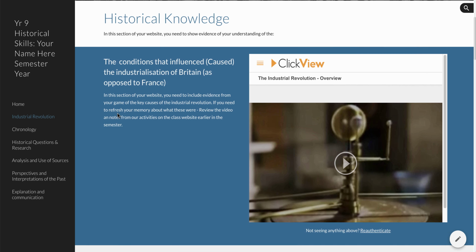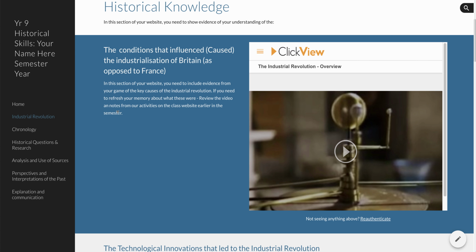In this section of the website, you need to show evidence of your understanding of, firstly, the conditions that influenced or caused the industrialisation of Britain as opposed to France. In this section of your website, you need to include evidence from your game of the key causes of the Industrial Revolution. Now, if you've forgotten or you can't quite remember exactly what they were, I've attached the clip view video from last term, when we went through this in detail. Review the video and your notes in order to clarify your thinking.